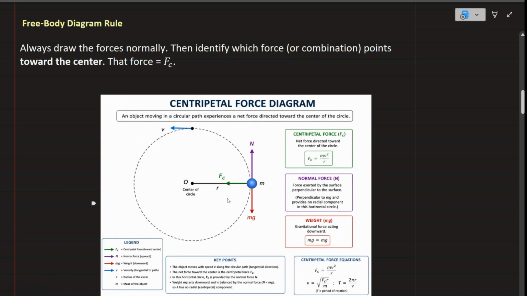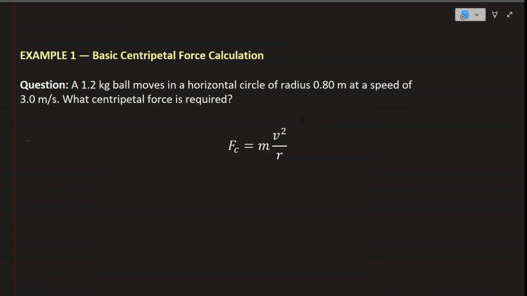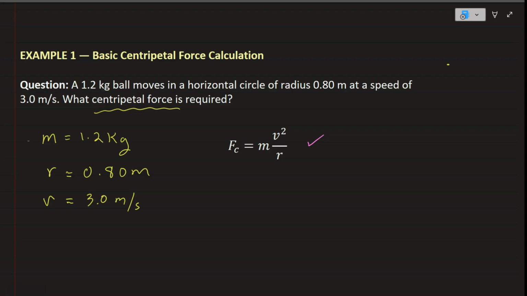All right. And example 1, basic centripetal force calculations. We're just going to use this formula right here. And the first thing we need to do is write down what we do know. We've got the mass, 1.2 kg, for the ball. We have the radius of the circular path, 0.80 meters. We have the velocity, 3.0 meters per second. The question is, what is the centripetal force? And we're going to plug in the numbers right here into this formula and get the values.